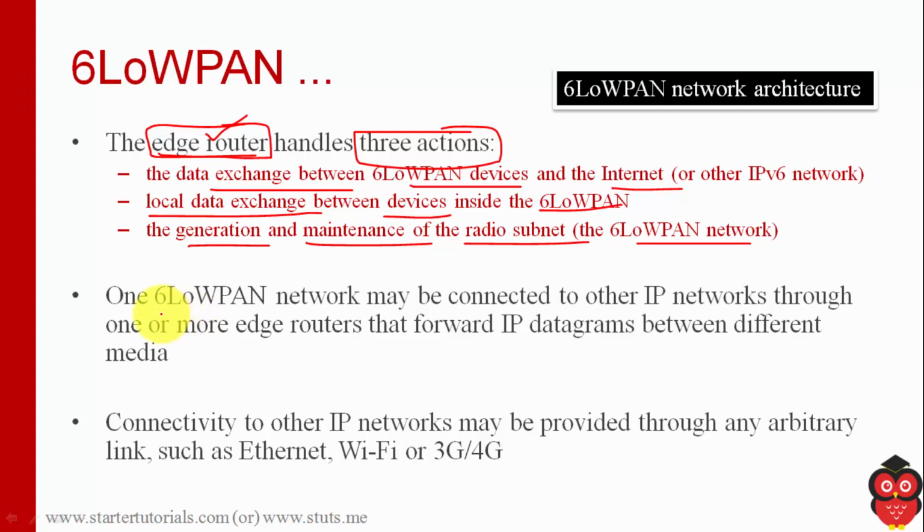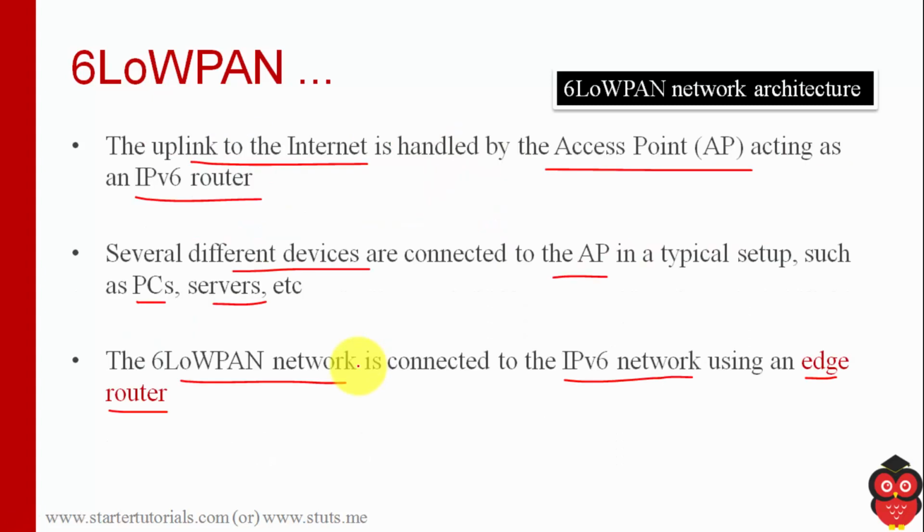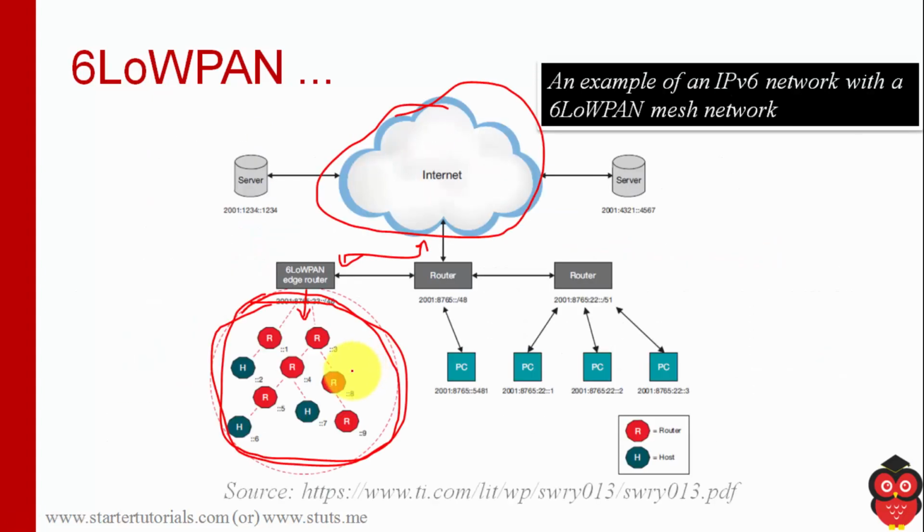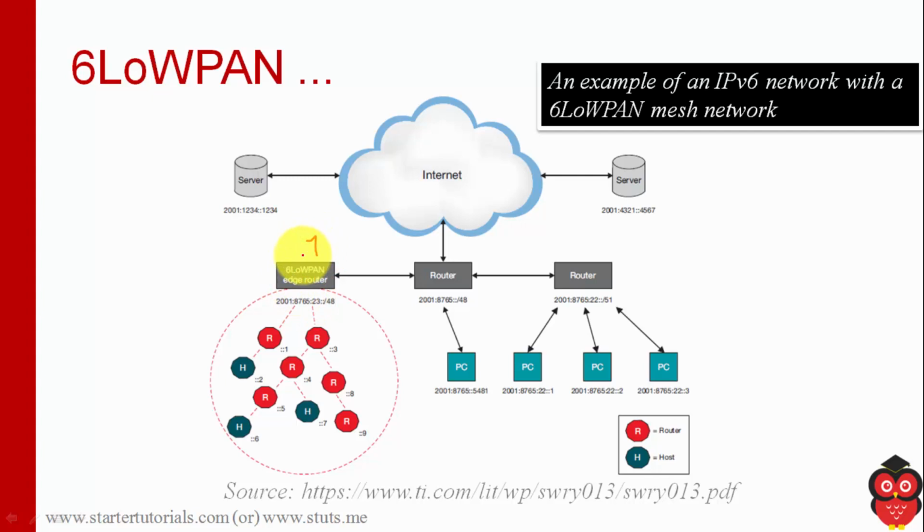And some more points. One 6LoWPAN network may be connected to other IP networks through one or more edge routers. As shown in this example, how many edge routers do we have? Here we have only one edge router. It is not mandatory to have only one edge router, so you can have another one. And you can have a third edge router like that to connect different networks.